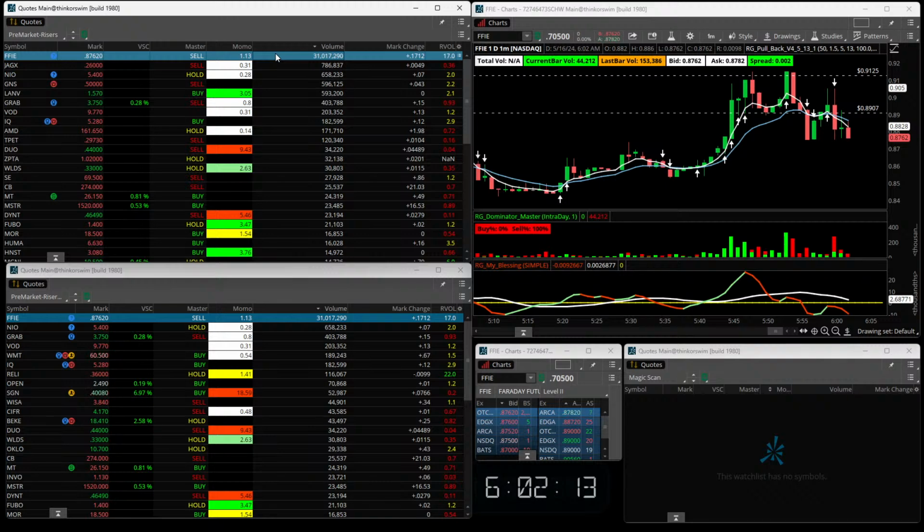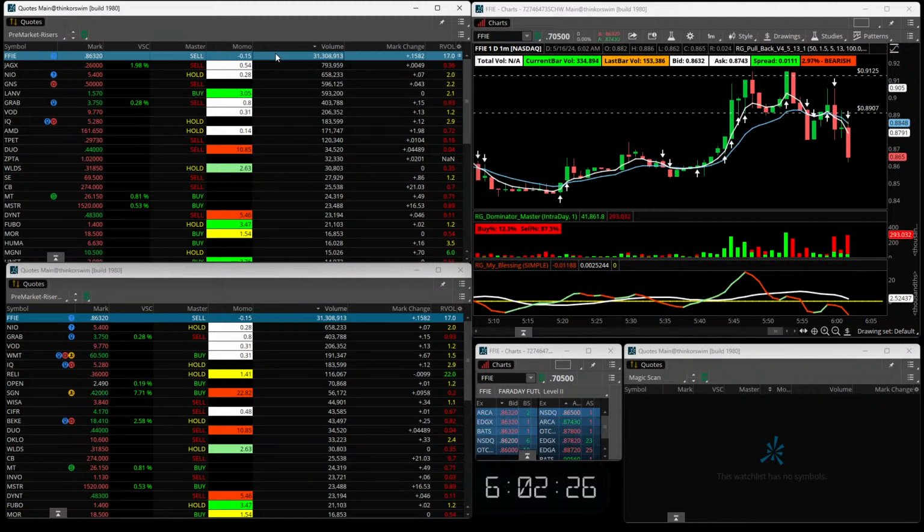A lot of volume on this stock, but it is a cheaper price stock, so people are buying larger share size. When they're cheap, you can buy more, so the volume can be a little bit deceiving.